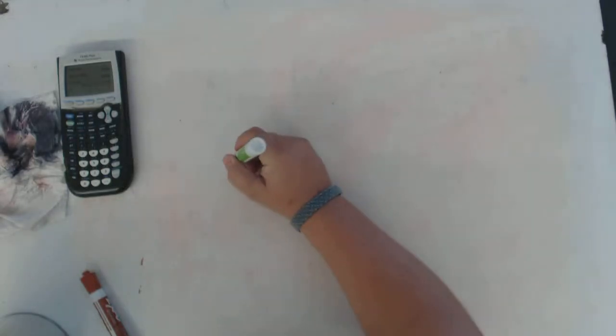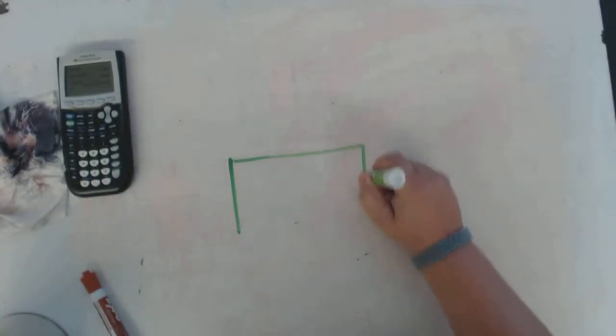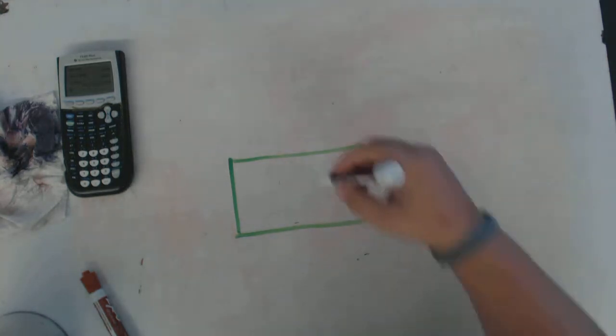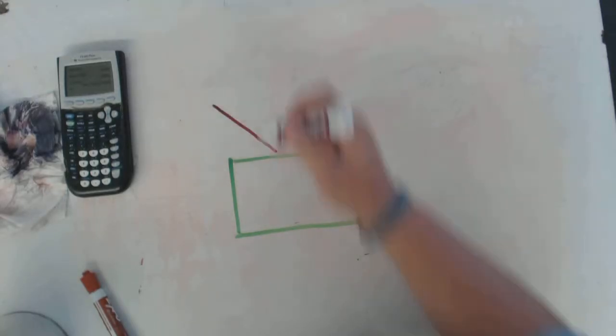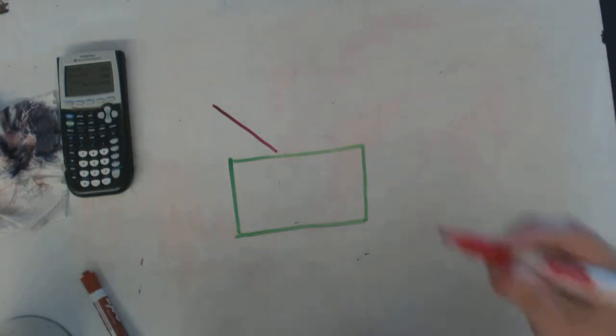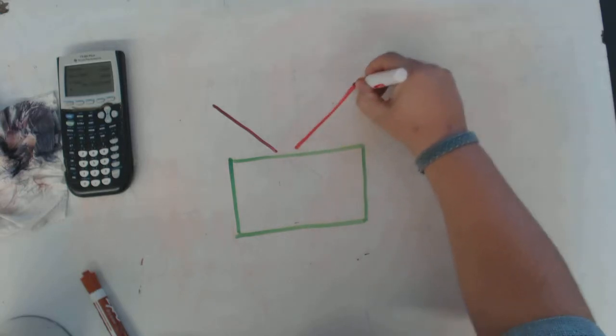So in this problem, I have a picture being suspended by two wires. Okay? So I'm going to say I have a wire A, and let's use another color that's kind of a contrast to that. How about red? And then wire B.